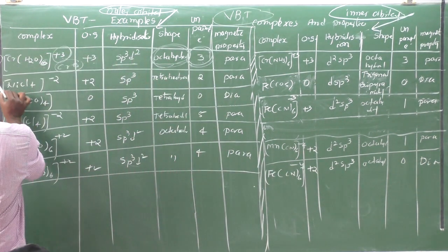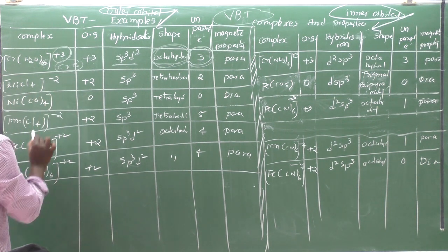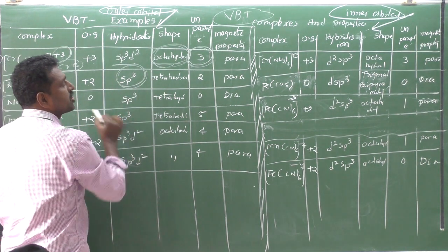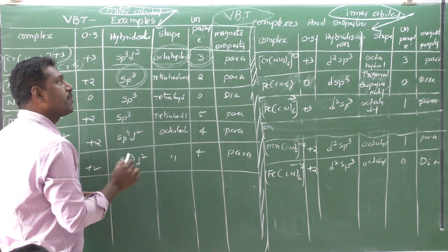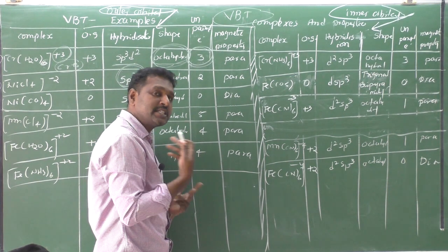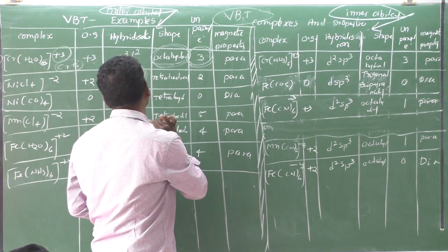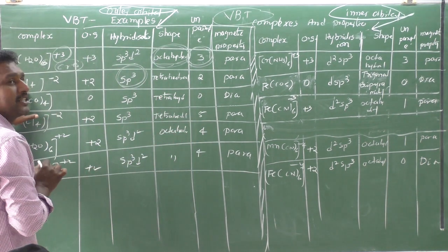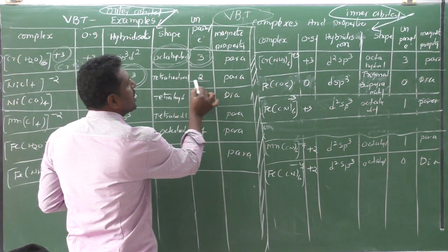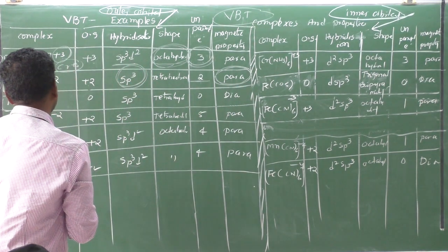Therefore, after that, second one, [NiCl4]2-. Here the oxidation state is +2, we know that. sp3 hybridization means tetrahedral shape. So it is also utilizing the outermost orbitals. Therefore 2 unpaired electrons are there. How 2 electrons? If you calculate the net oxidation number of +2, we get 2 unpaired electrons. Therefore it is paramagnetic in nature.